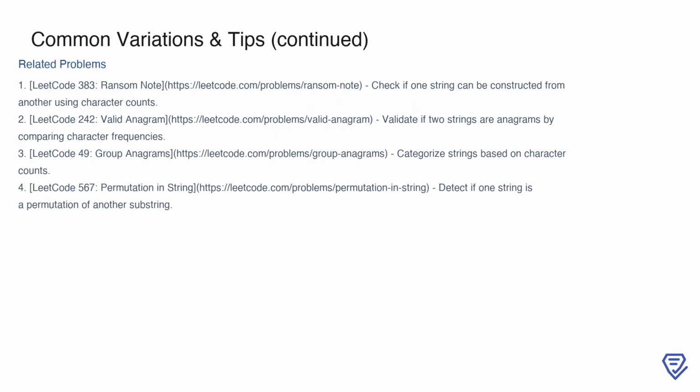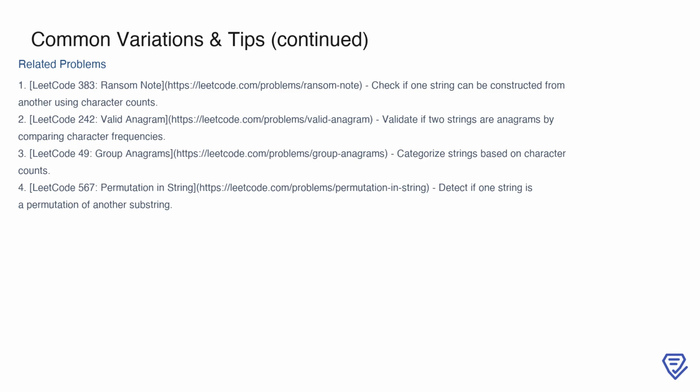Next, let's look at some related problems that share similar concepts. For instance, LeetCode 383, ransom note, asks you to determine whether one string can be constructed from another using character counts, which is very similar to the frequency analysis in this problem. Another related problem is LeetCode 242, valid anagram, where you validate if two strings are anagrams by comparing their character frequencies.